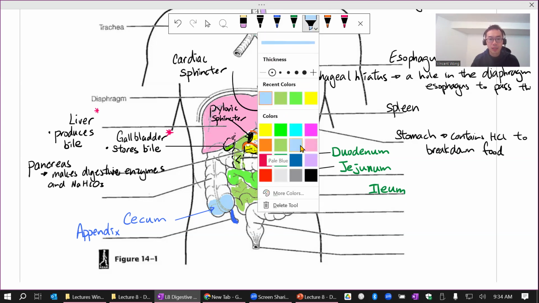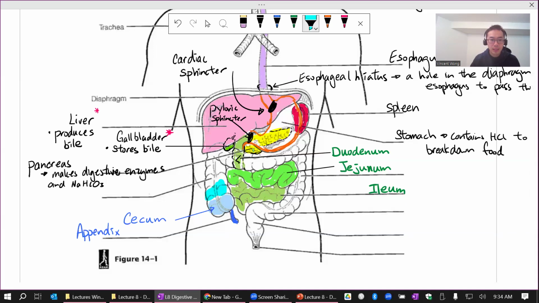I'm gonna switch to another blue here, maybe. So after the cecum, we're gonna go up. The food is gonna go up, right? I mean, by this point, it's not really food anymore. Most of the nutrients have been absorbed. By this point, it's just mostly water and waste products. And that is the ascending colon.